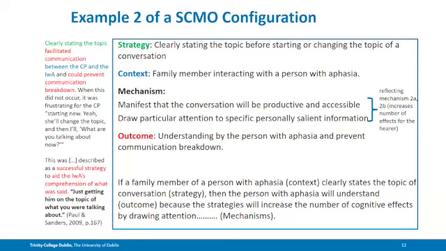If you want to see it as an if-then statement, we can see it as the following. So if a family member of a person with aphasia clearly states the topic of conversation, which is the strategy, then the person with aphasia will understand, because the strategy will increase the number of cognitive effects by drawing attention to specific personally salient information and manifesting that the conversation will be productive and accessible.